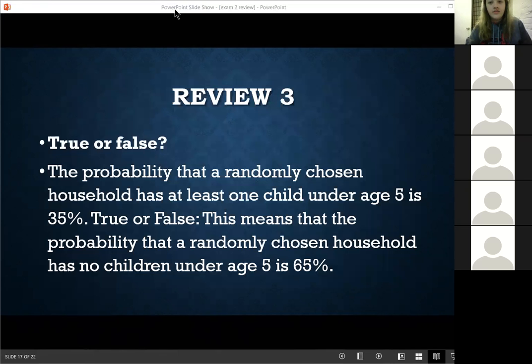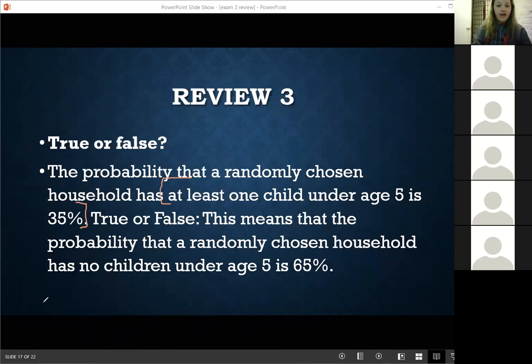Okay, yeah, this one's a tough one for sure. So this has to go back to one of our probability rules. So remember, that's a good thought. This applies more so to the idea that if you're trying to find the probability of something, all you do is take 1 minus the probability of the opposite thing. So we have the probability here that at least one child under age 5, that's 35%, okay?